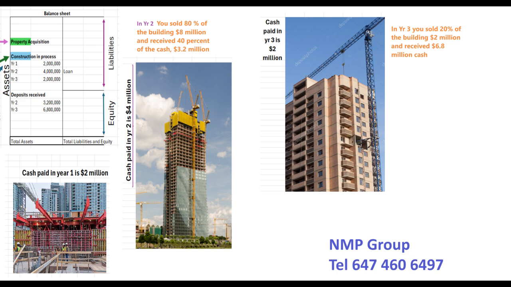Suppose in year 1 you pay all municipality permits and architects, then start building and finish up to the second floor. Total cash coming out is 2 million. This will be booked as construction in process, which is part of the balance sheet.